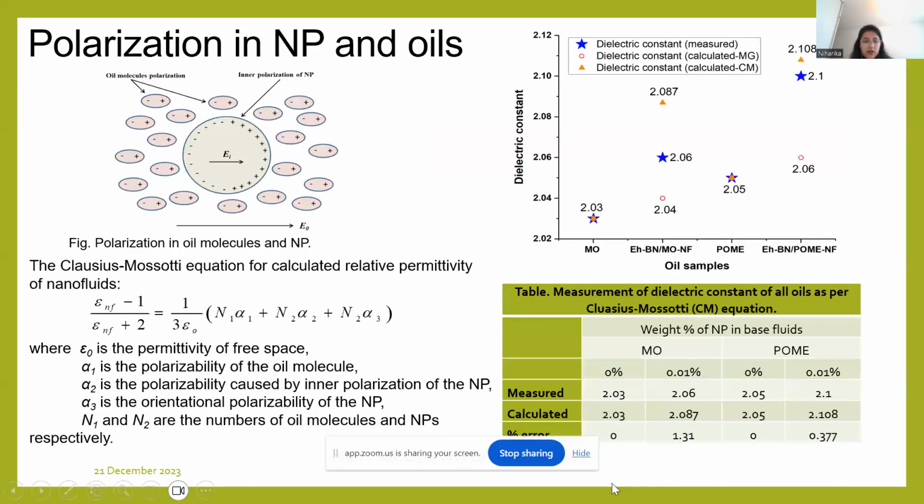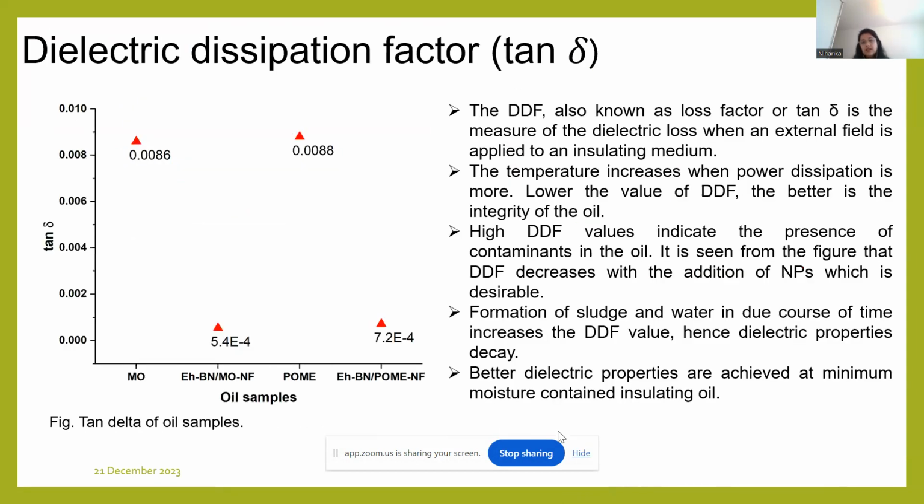Also, when we need to consider the polarization of the nanoparticles, there is a further formula, the Clausius-Mossotti equation, which can be used to calculate the relative permittivity of the nanofluids. Now, the dielectric dissipation factor, or tan delta, is also known as the loss factor. It's a very important property of any insulating liquid because it gives a measure of the dielectric loss.